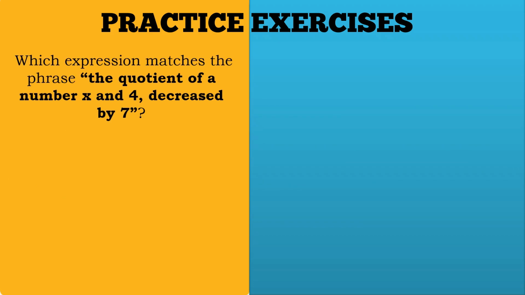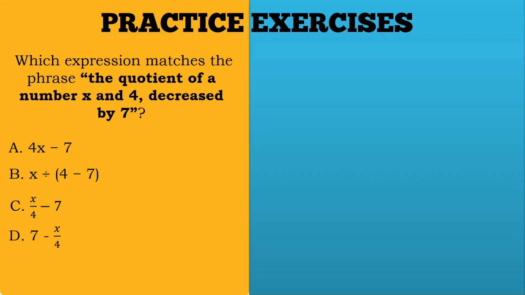Which expression matches the phrase, the quotient of a number x and 4 decrease by 7? A, 4x minus 7. B, x divided by the quantity of 4 minus 7. C, x divided by 4 minus 7. Or D, 7 minus x divided by 4. What do you think the answer?